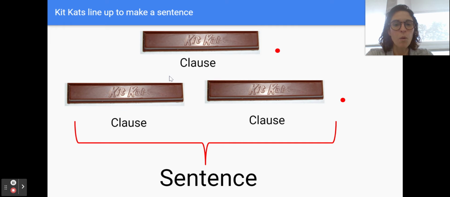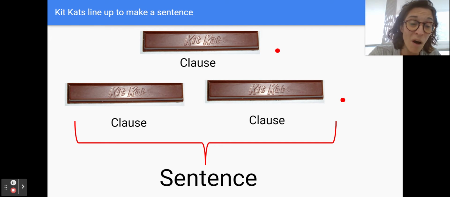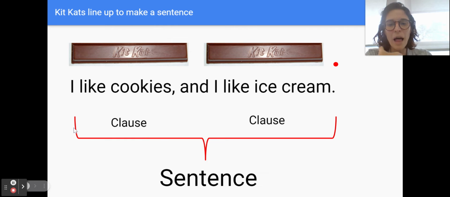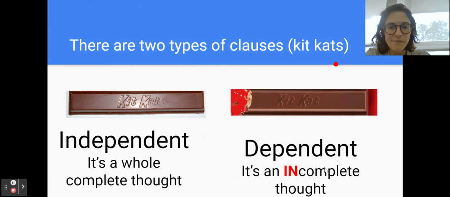So first, we can take clauses and put them together to make sentences. We could have just one clause, one Kit Kat would be an acceptable snack, but sometimes one Kit Kat isn't enough. Sometimes you even need all three or all four. But we can stick them together to make sentences. So here's an example. I like cookies. That's it. That's a clause. That's a Kit Kat bar. And I like ice cream. I like ice cream is also a clause. And together, that makes a sentence.